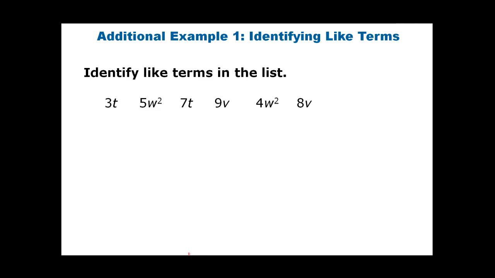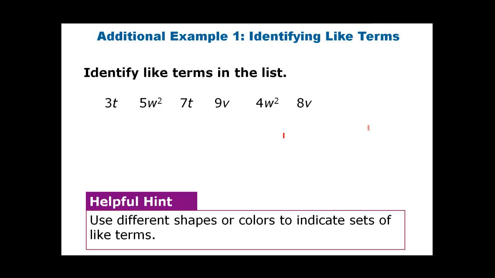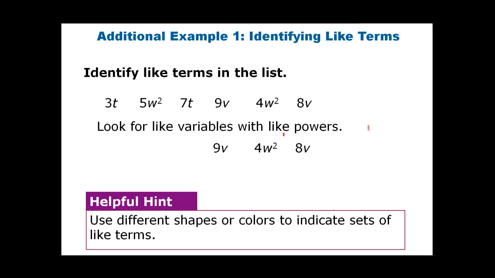Can we identify here the like terms? Okay, we have t, 3t, 5w squared, 7t, 9v, 4w squared, and 8v. So I will take all the t together, the v together, and the w together. I will use different shapes and colors to find the like terms. Can we check here? We will look for the like variables and like power. Should be like variables and like power.